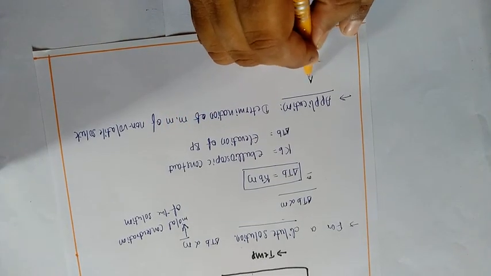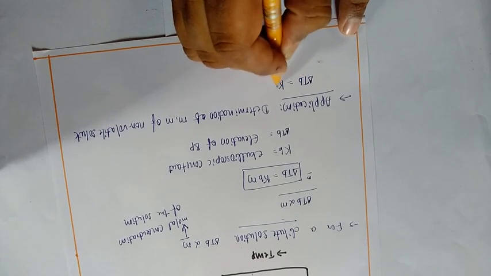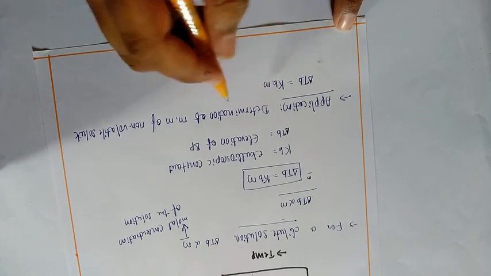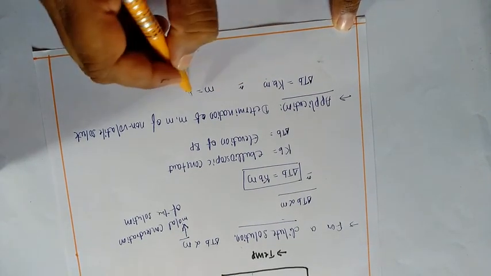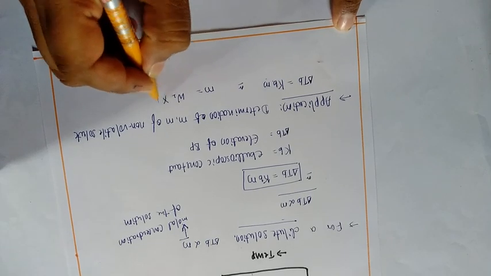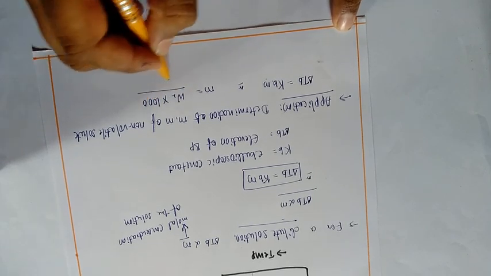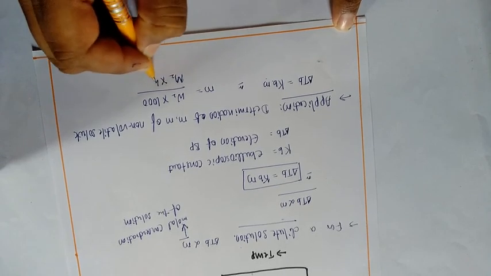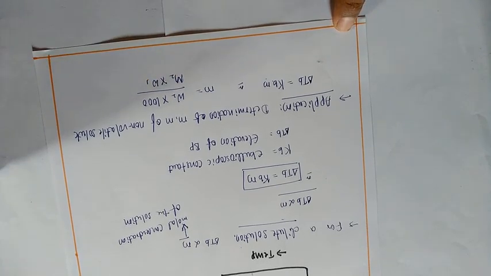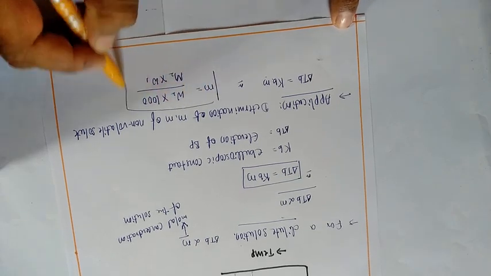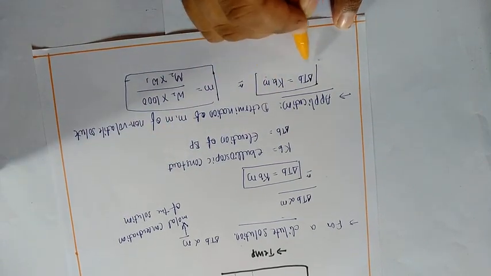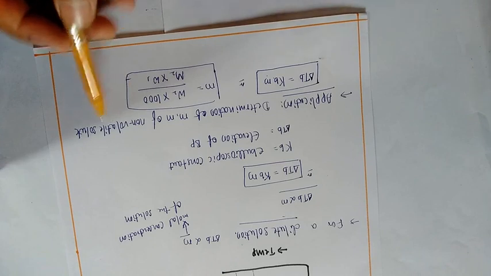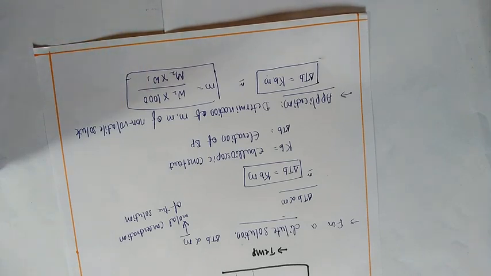Here delta TB is equal to Kb into M, or you can write, so here M is equal to W2 into 1000 divided by M2 into W1. Okay, this is the expression for molar concentration of the solution, and this is the formula used for determination of molecular mass of non-volatile solute. Okay, so this is about elevation of boiling point.